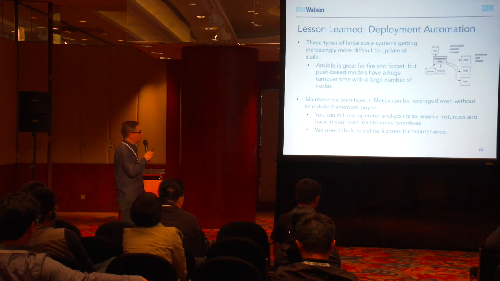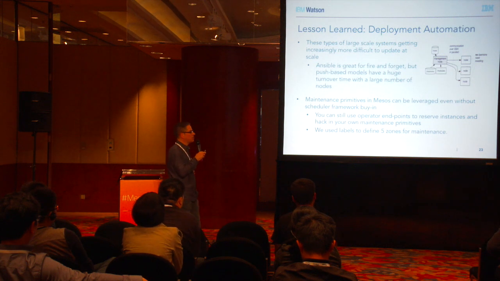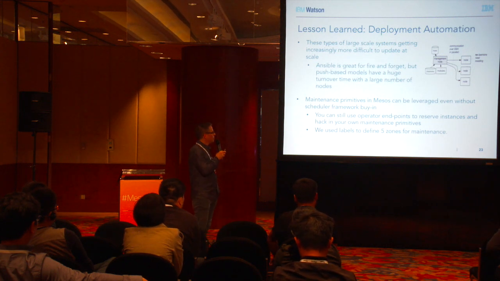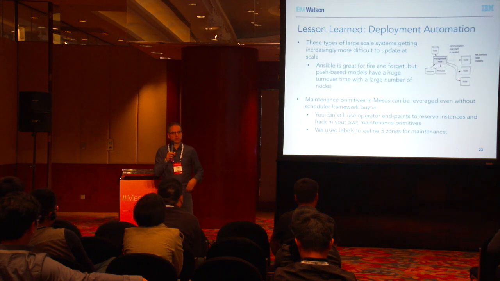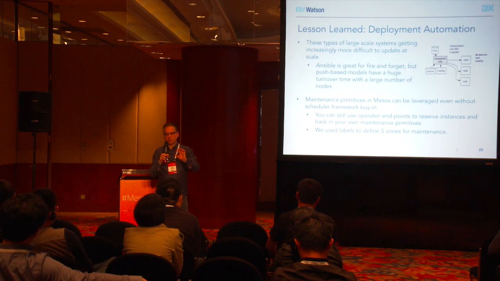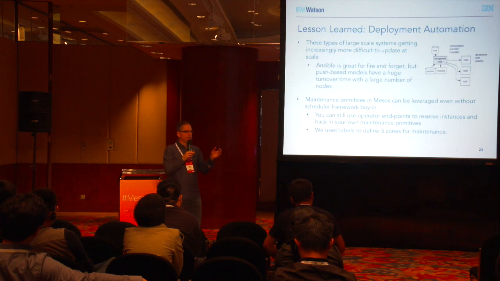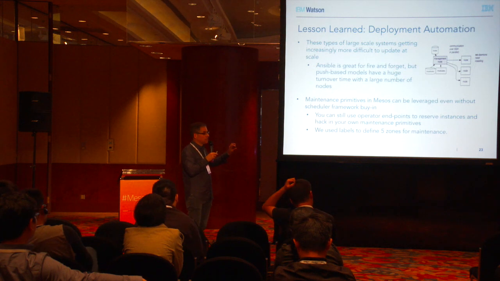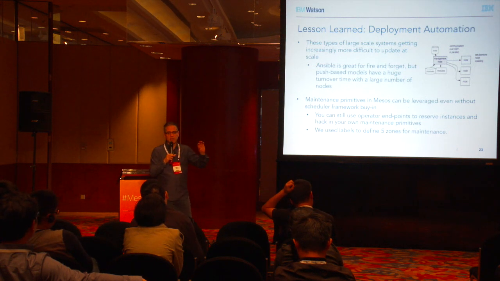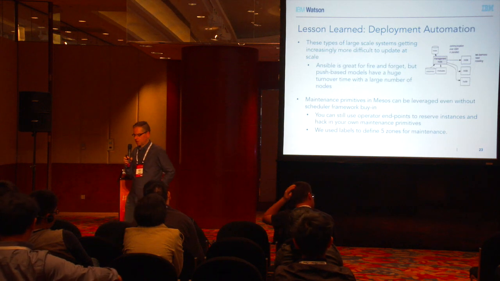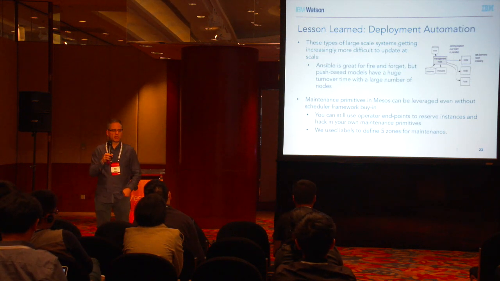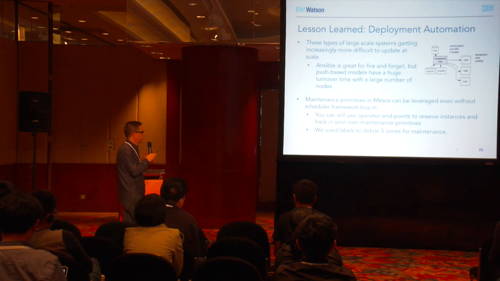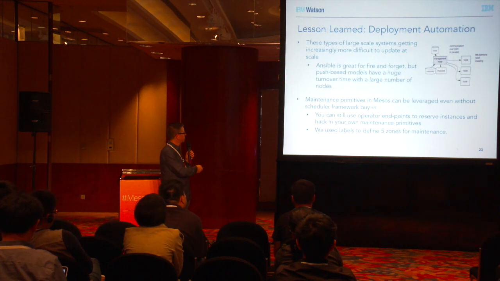So one of the things we had to do here is hack our own maintenance strategy. We basically reserved resources. We got Zuul to filter out some of the traffic on the nodes that we wanted to bring down, reserving them in Mesos so that they wouldn't be booked, and then did our maintenance that way. So I think the absence of a good maintenance tool in Marathon is something you have to think about, and something you have to be prepared to do a little work to attain.